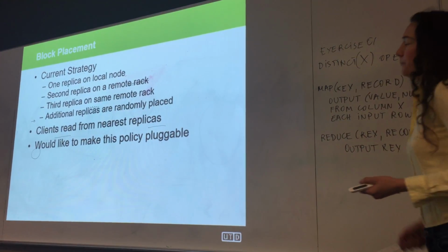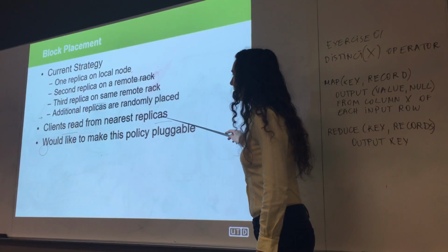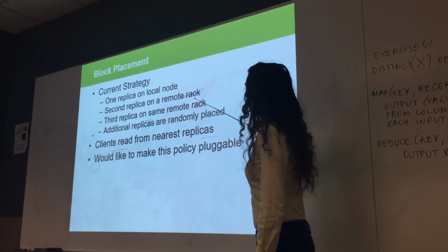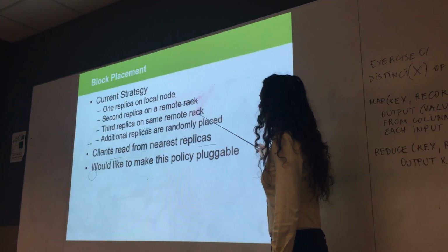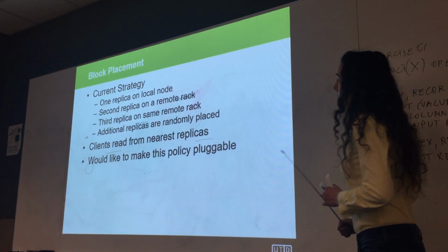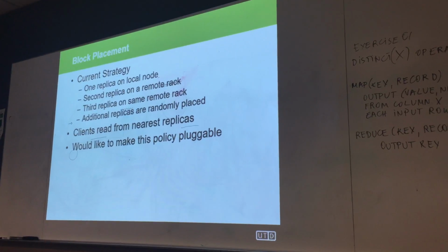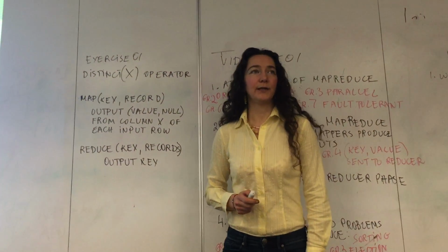We mentioned we keep 3 replicas, or 3 copies, of each block. One is on a local node, the second is on a remote rack, and the third could be on the same remote rack or on a different remote rack. And we can also place more copies if we want to. In that case, we place them randomly.